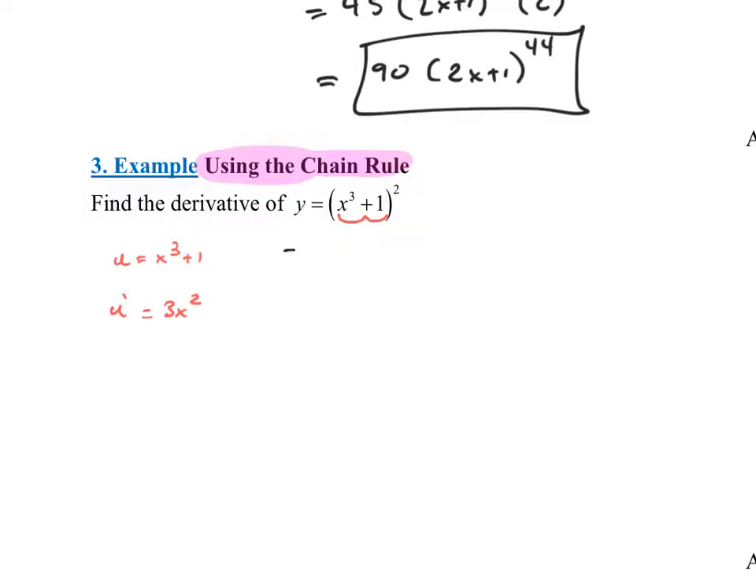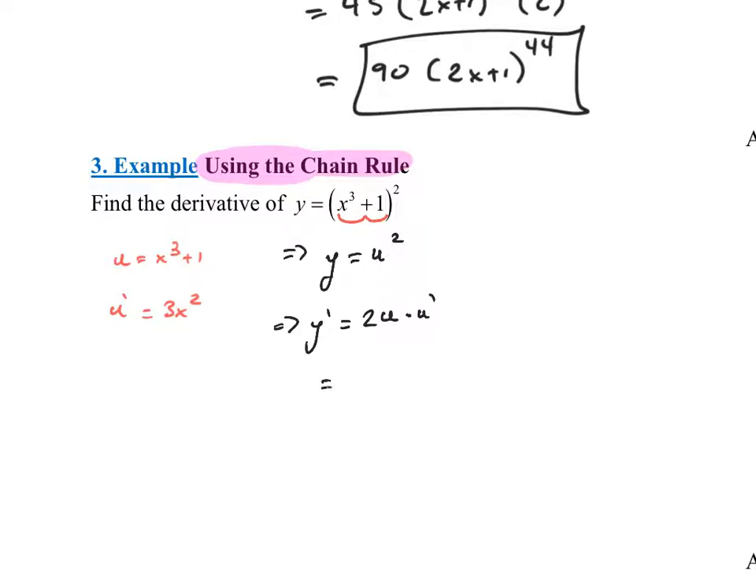So now we rewrite y in terms of u. So this would be y equals, instead of x cubed plus 1 squared, this would really be u squared, right? Now we're going to find the derivative of y with respect to u. Well, the derivative of u squared would be 2u to the first power. But then we need to multiply it times du dx, which our notation is just u prime. Never forget that u prime.